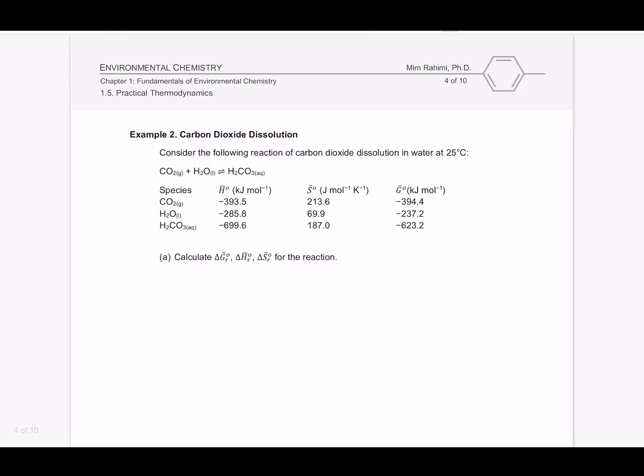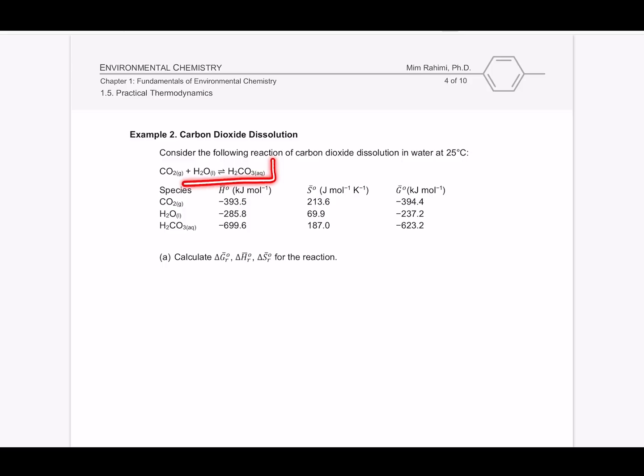Okay, so let's move on to the second example. The first example was all about the species. The second example is all about the reactions. And reactions, as we know, are relationships between different species. So it's all about carbon dioxide dissolution.